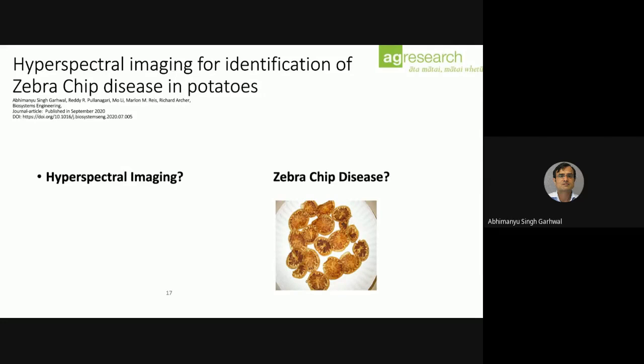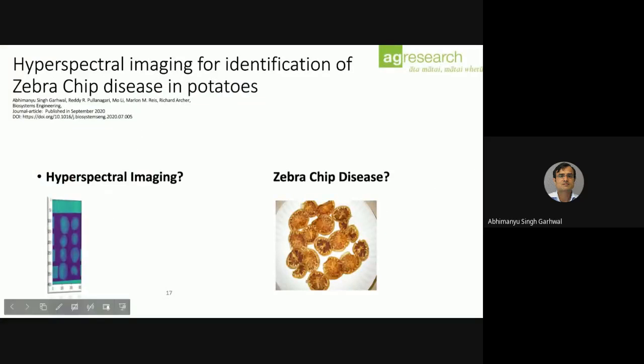Hyperspectral imaging for identification of zebra chip disease in potatoes. Zebra chip disease in potatoes causes stripes in the potatoes, and the chips become unacceptable to the customer. So, hyperspectral imaging.